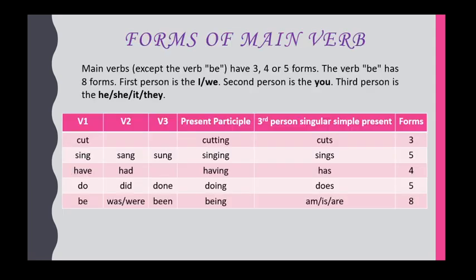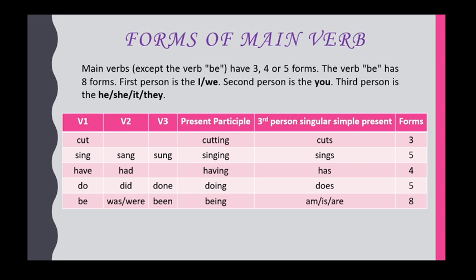Here comes the next. Now this is a very important slide, that is forms of main verb. Main verbs except the verb be have three types of forms. They are 3, 4 or 5. The verb be has 8 forms. Other than that, there are 3, 4 or 5 forms.